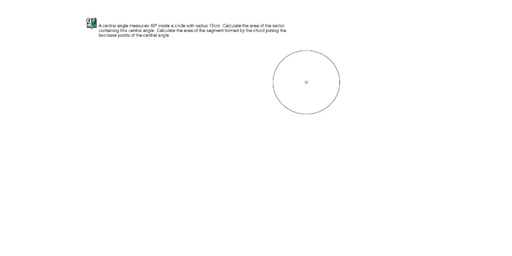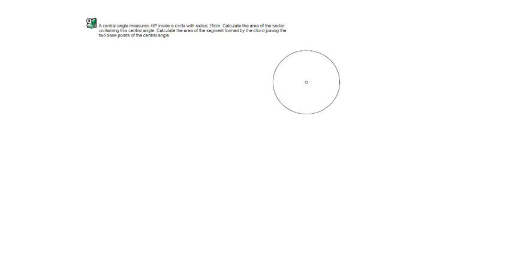So in this question, we have a central angle that measures 40 degrees inside a circle. The radius is 15 centimeters. We're supposed to calculate the area of the sector containing the central angle. We'll get to that in a second. But then we also need to calculate the area of the segment formed by the chord joining. So there's a lot in this question.